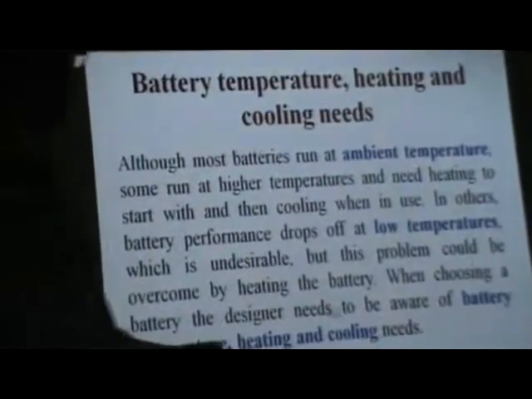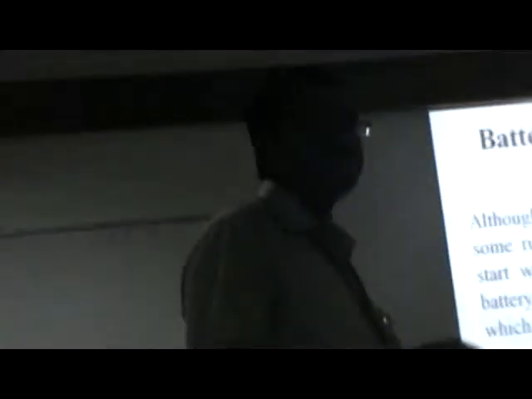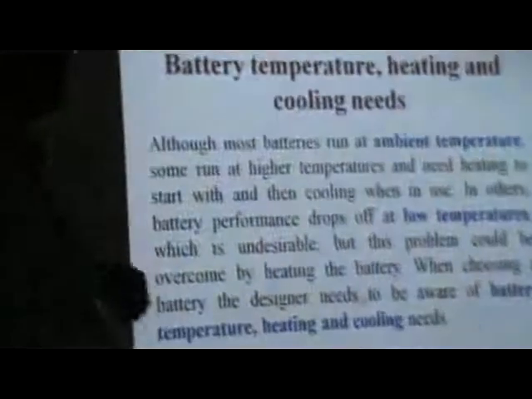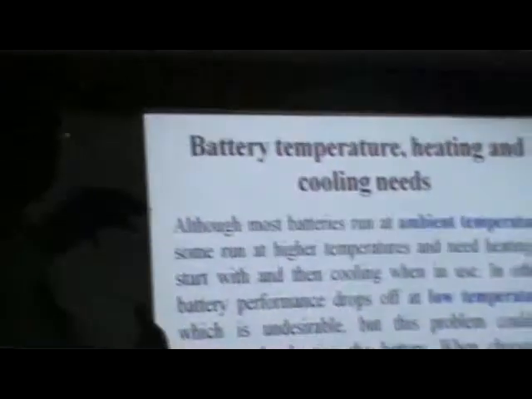Then battery temperature, heating and cooling. If you run the battery at ambient temperature, there is no problem. The lifetime also increases, and your number of life cycles also increases. But low temperature also somewhat affects the battery, because the chemical reaction is not done properly. The output is slow, and the output voltage is somewhat lesser. You have to maintain the voltage for that particular battery. Then battery temperature and cooling are also needed.